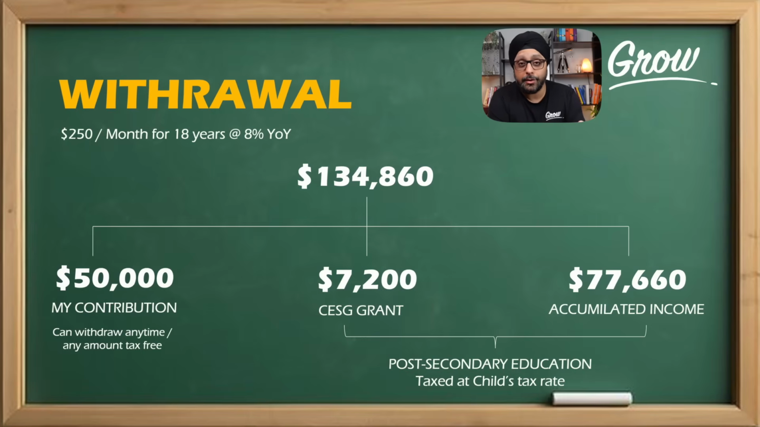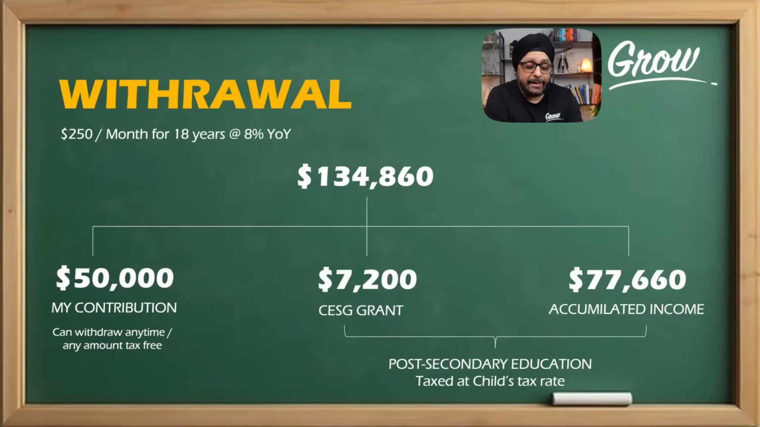For the first $15,000 of income, you actually do not pay any tax as a student. So all that accounts for the child paying almost next to zero tax, or very little tax at a very small rate, and it's much smaller than what you would pay if it was taxed at your rate. But it can only be used if they are going for education.